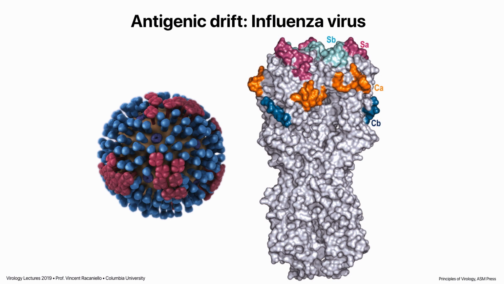And these colored sites are epitopes. They're sequences recognized by individual antibodies. A single amino acid change in each of these epitopes is often enough to prevent the antibody from binding and neutralizing infectivity. And so that's antigenic drift.